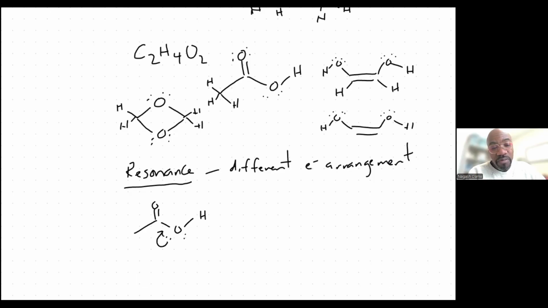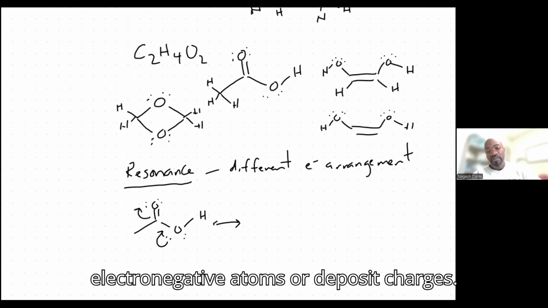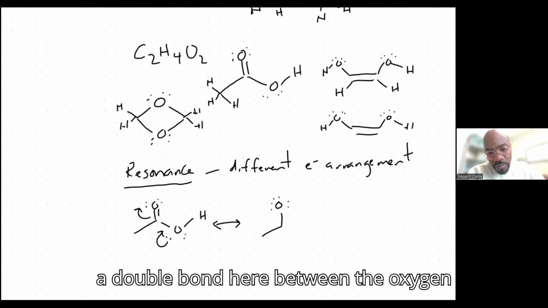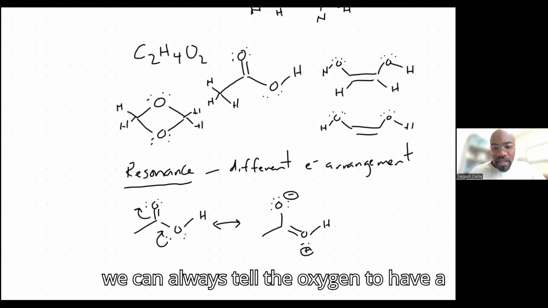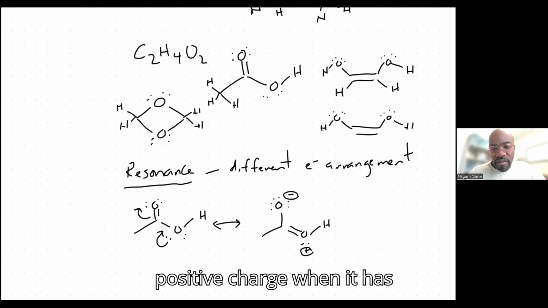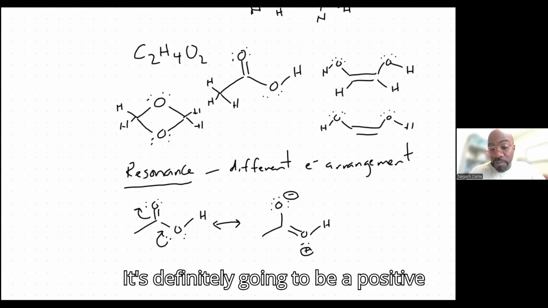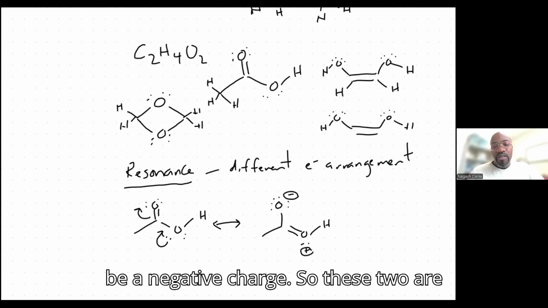So lone pairs here. And electrons always move towards electronegative atoms or to positive charges. And so here we're going to have a double bond between the carbon and the oxygen, and we're going to have a negative charge and a positive charge on the oxygens. We can always tell oxygen has a positive charge when it has six bonded electrons and one lone pair. It's definitely going to be a positive charge. And if it has three lone pairs and one bonded pair, it's going to be a negative charge. So these two are resonance forms.